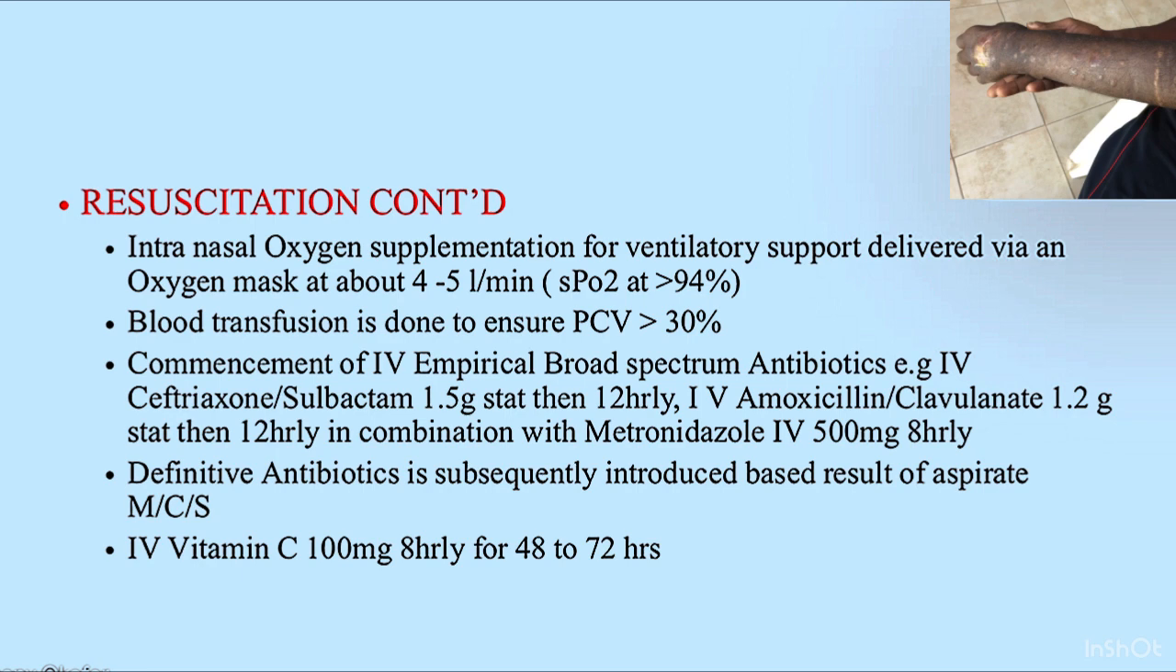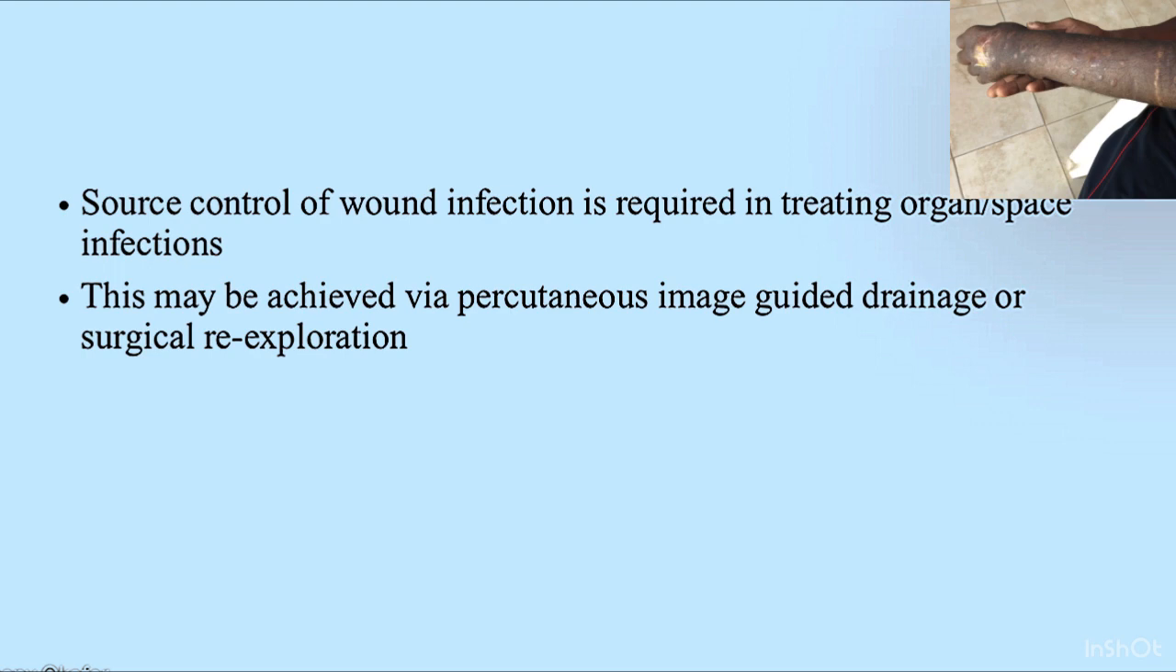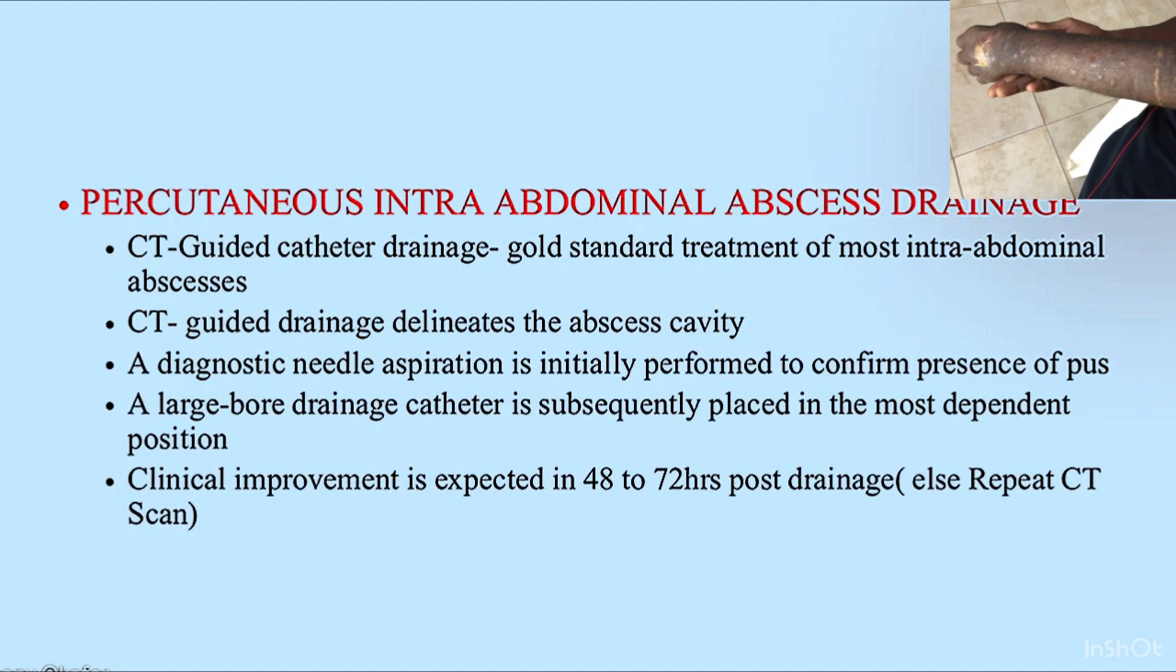So commencement of IV empirical broad spectrum antibiotics is important. So we can use antibiotics such as ceftriaxone, metronidazole, amoxicillin, clavulanic acid. And definitive antibiotics are then subsequently introduced based on the result of the aspirate MCS. Then source control of the infection is required in treating organ infection. This may be achieved via percutaneous image-guided drainage or surgical re-exploration.